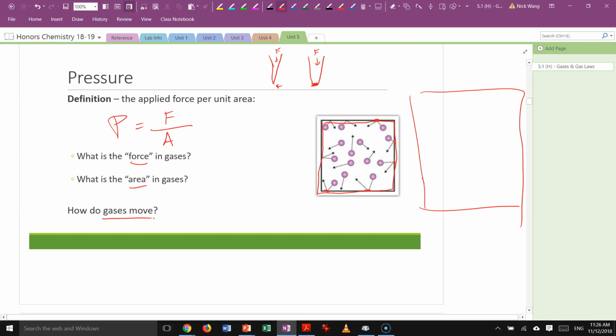Finally, how do gases move? Now, how do gases move from one place to another?